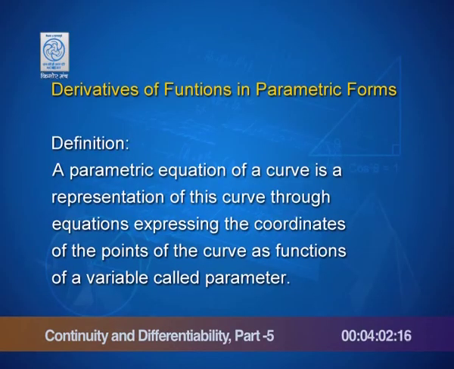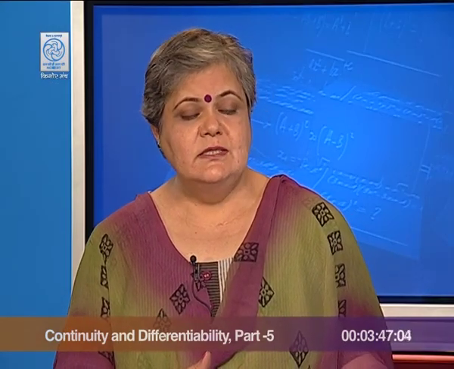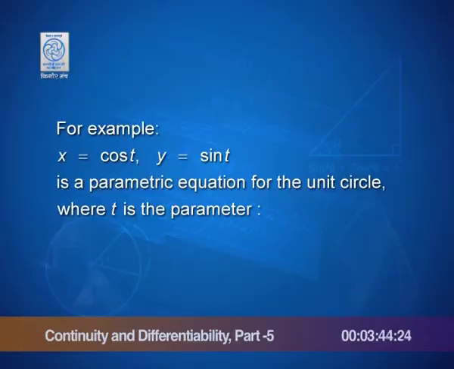Functions which are in the parametric form. The functions which are in parametric form represent the equation of a curve by a pair of equations, where this pair of equations represents the coordinates of the point on the curve in terms of a certain parameter. In this case, for example, if I have x as cos t, y is equal to sin t, this represents nothing but the parametric equation of a circle with radius 1.